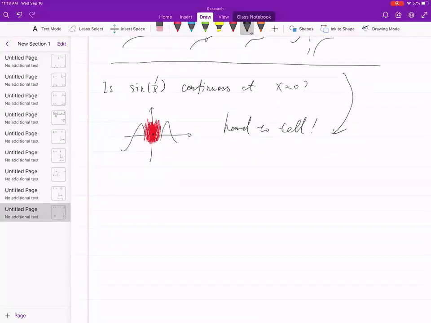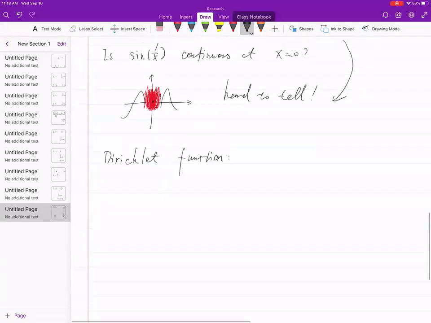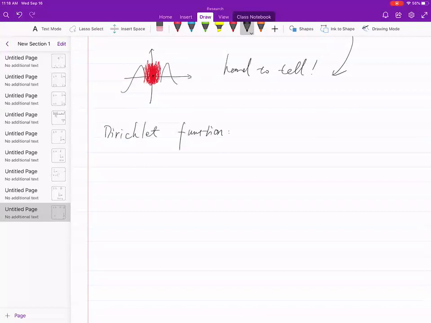There is some function called the Dirichlet function. Am I spelling it right? Yes. Okay. Well, I'm not a native speaker, so if I spell it wrong, just bear with me. If there's one letter off, trust the web. Dirichlet function. It's a function defined on [0, 1]. And this is the formula.